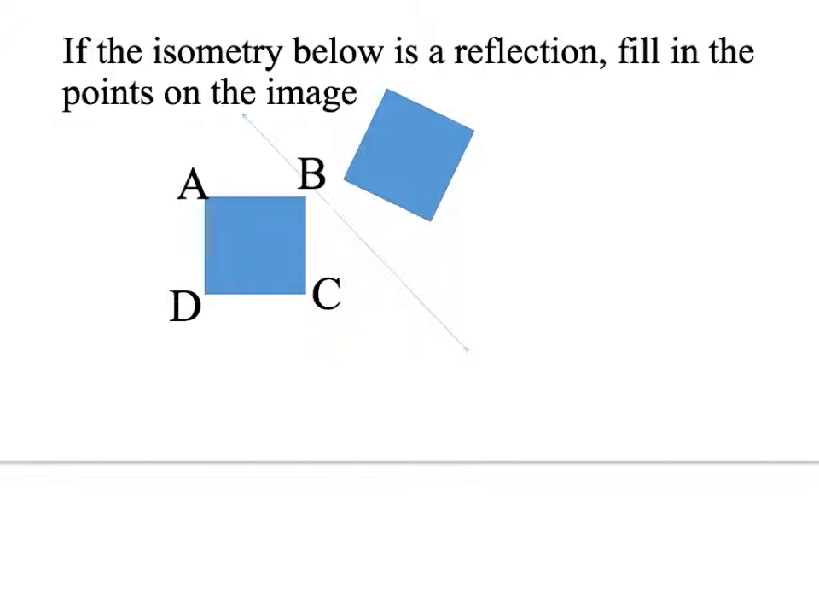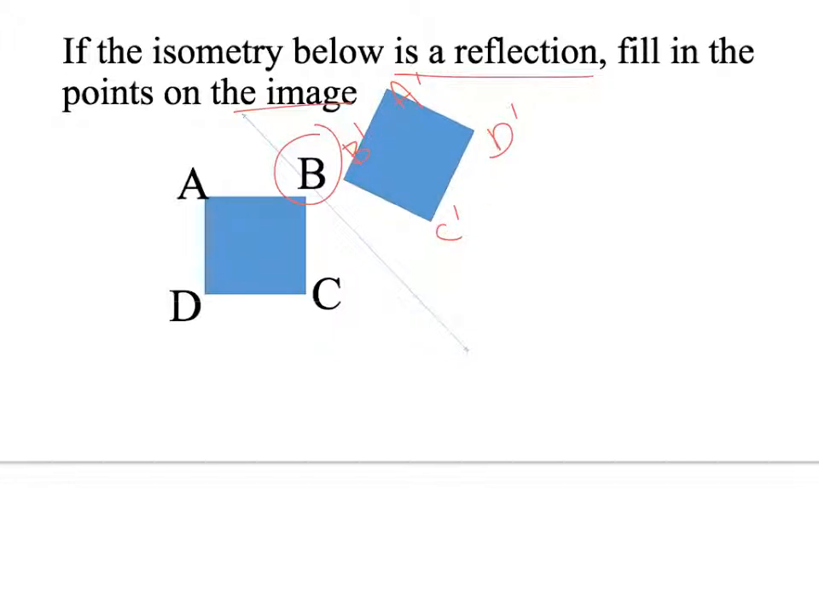If the isometry below is a reflection, fill in the points on the image. So where is B right here? If this is my line of reflection, then B prime has to be right here. A prime has to be right here. C prime is right here and D prime is right here. It's been flipped. So if I look at A, B, C, D, it goes clockwise, and A, B, C, D now goes the other way, counterclockwise.